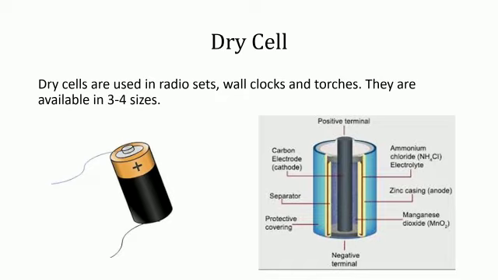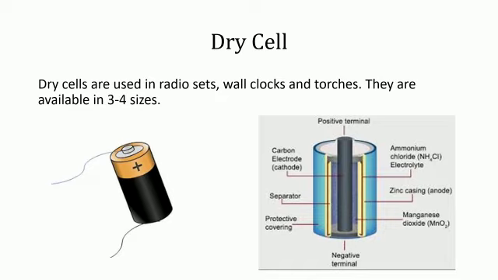There is a graphite rod at the center of the cell. This is the positive terminal of the cell. A paste of manganese dioxide is filled outside the rod. Because of the chemical reactions of all these chemicals, electrical charge is produced on the two terminals, that is, the graphite rod and the zinc layer, and an electric current flows in the circuit.